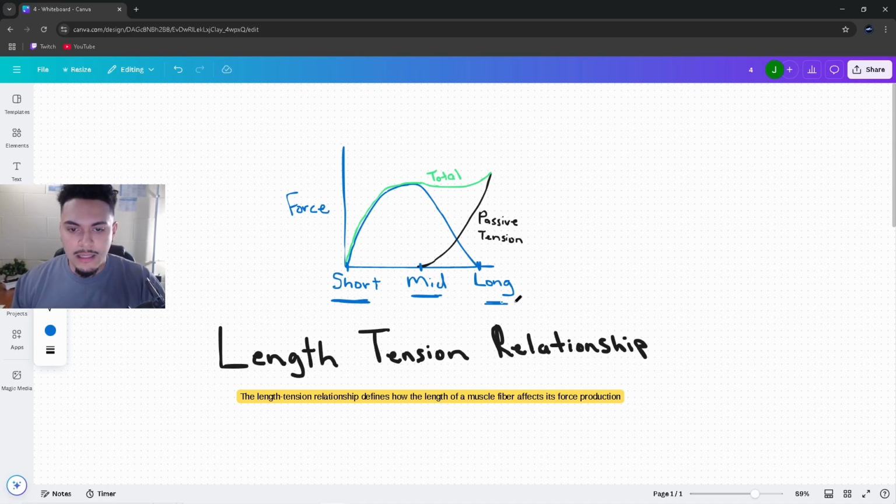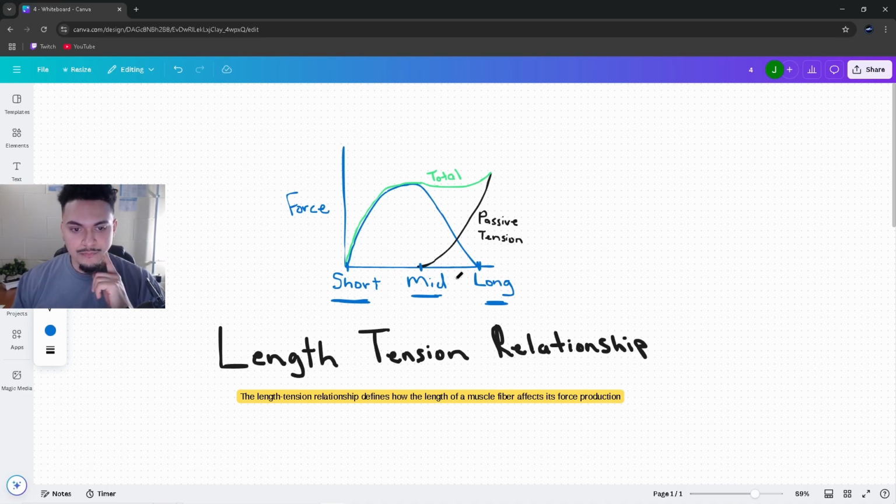So in the mid-range, we are capable of producing high amounts of force, especially compared to the shortened position. Then here in the lengthened range, with the help of passive tension, without getting too deep into the science of what passive tension is, this passive tension helps us produce more force here in the lengthened range. As you can see, the total amount of force here between the mid and lengthened range.